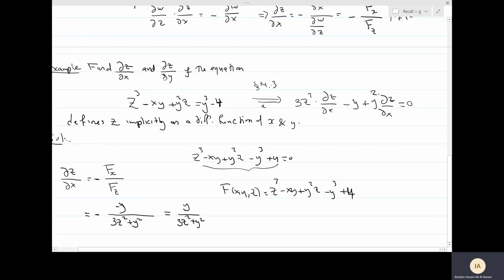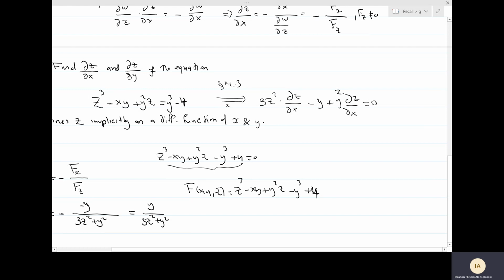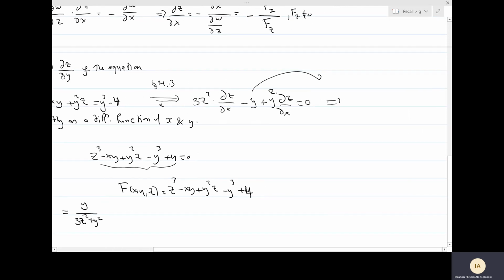Now I solve for partial z partial x. So take minus y to the other side. You get the following: this equals y. And for these two terms, take partial z partial x as a common factor. What remains? 3z squared plus y squared. Divide, and partial z partial x equals y over 3z squared plus y squared.